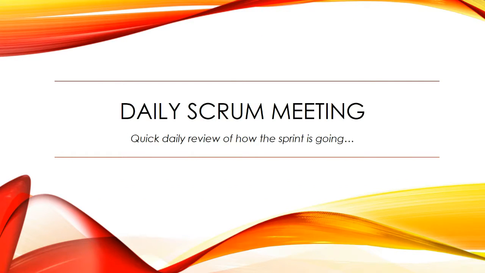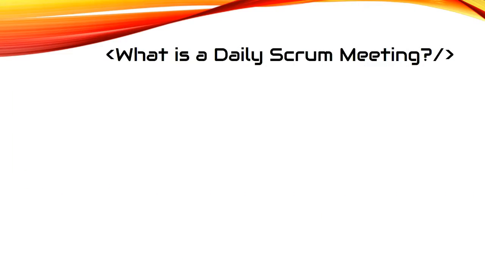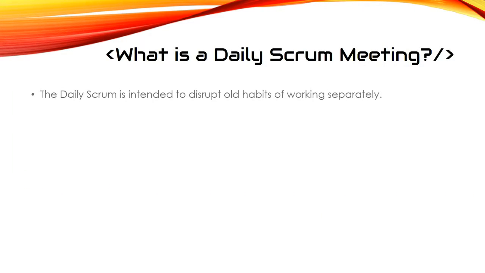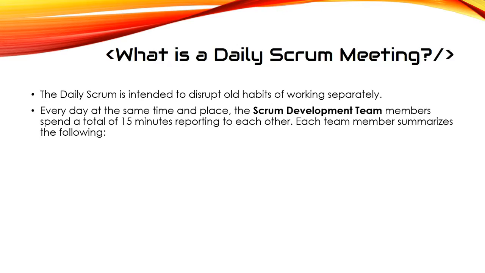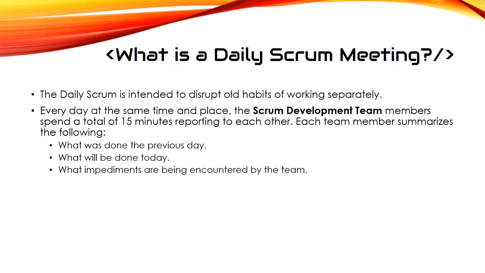Daily Scrum meeting, a quick daily review of how the sprint is going. So what is a daily Scrum meeting? The daily Scrum is intended to disrupt old habits of working separately. Every day at the same time and place, the Scrum development team members spend a total of 15 minutes reporting to each other. Each team member summarizes the following: what was done the previous day, what will be done today, and what impediments are being encountered by the team.